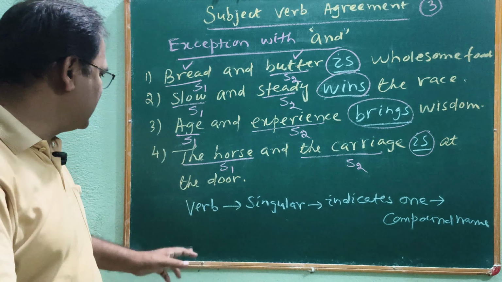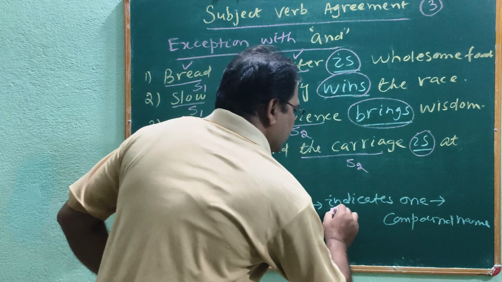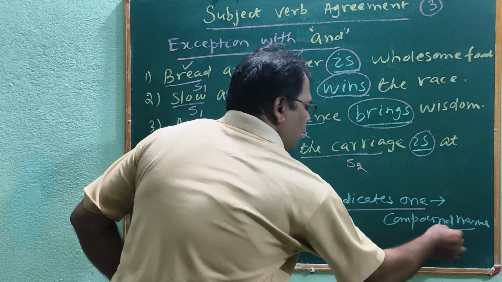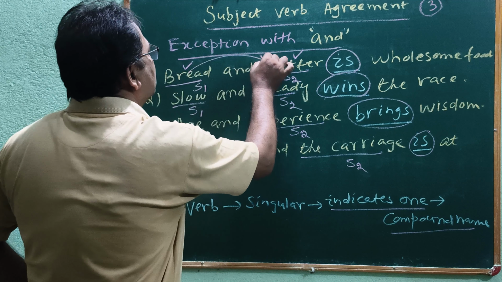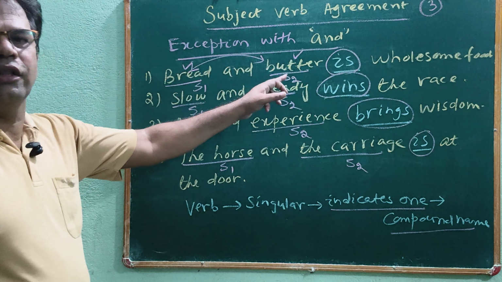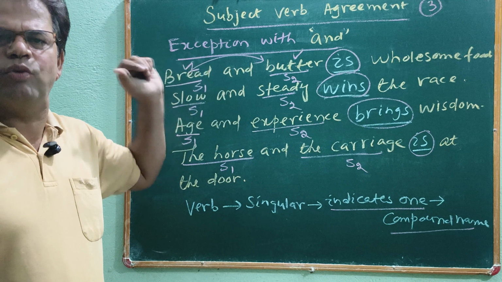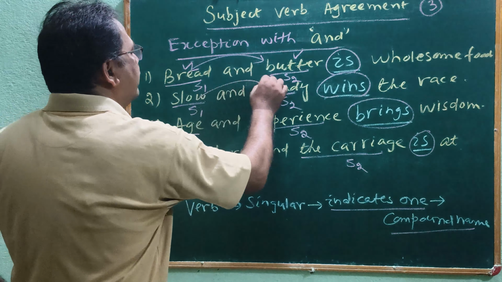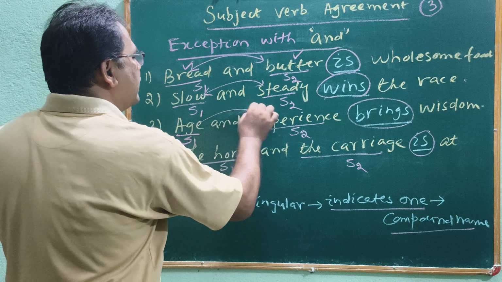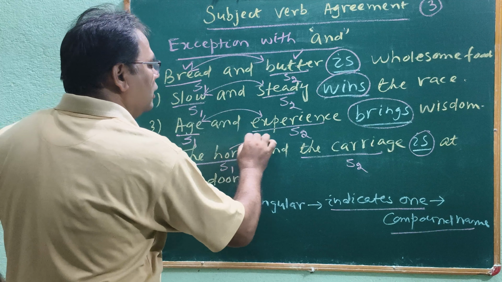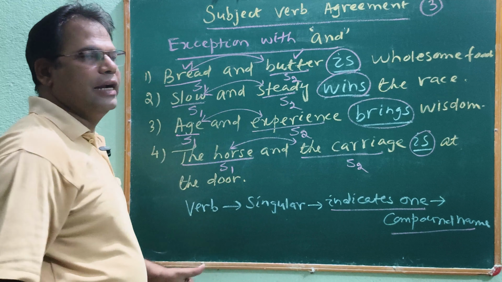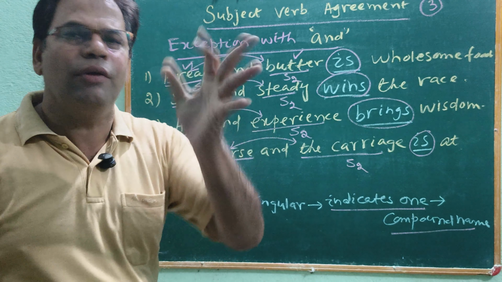Why? The reason is that it indicates one, because these are components. Bread and butter are nothing but components, and it indicates one. Slow and steady also indicates one. Age and experience indicates one. The horse and the carriage indicates one. That's why the verb is singular.